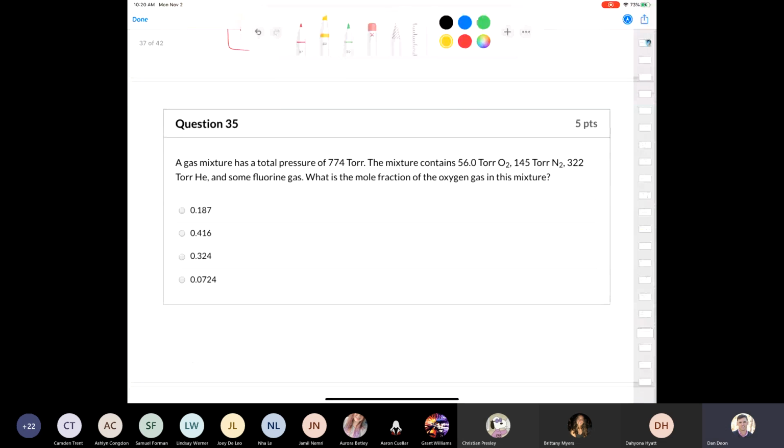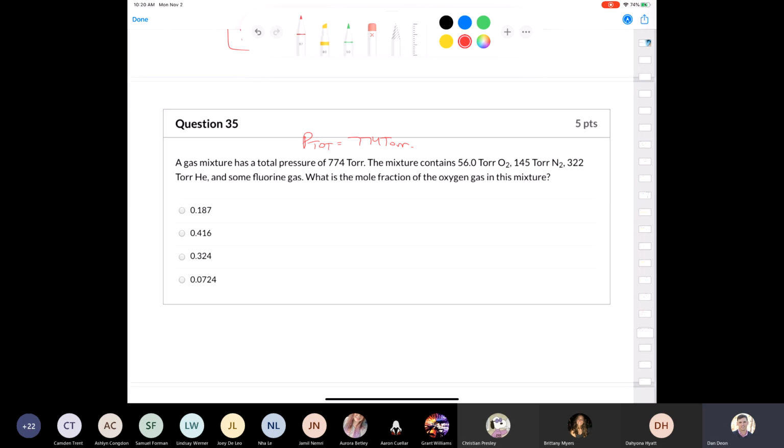Okay. Question number 35. A gas mixture has a total pressure of 774 torr. So we have our P total. P total is equal to 774 torr. The mixture contains 56 torr of oxygen, 145 torr of nitrogen, and 322 torr of helium and some fluorine gas. What is the mole fraction of oxygen gas in this mixture?